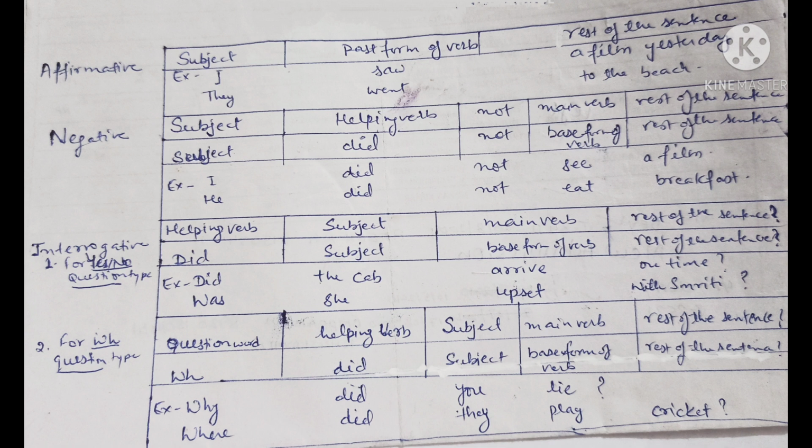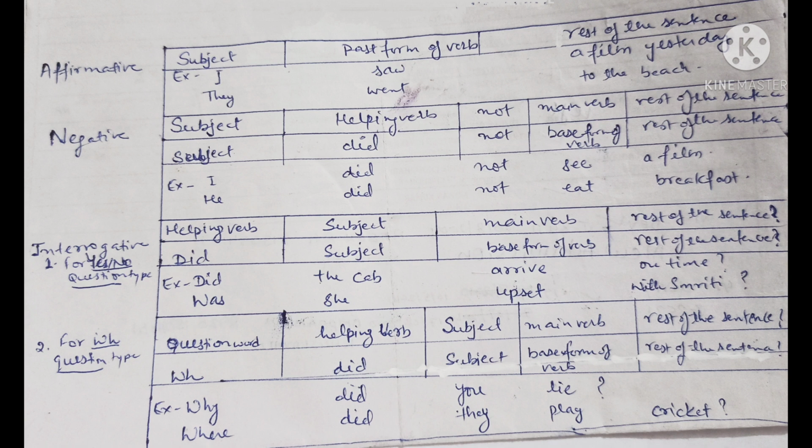Now, in the negative sentence, the sentence structure would be subject first, then helping verb. Which helping verb would come here? Did. Then not, then main verb, then rest of the sentence. Now, let's understand this one thing first. The main verb would be in past form, verb 2, only for the affirmative part, not for negative or interrogative, because we are already using one helping verb, did, which is in its past form, so we do not need to use the second form of verb for the main verb.